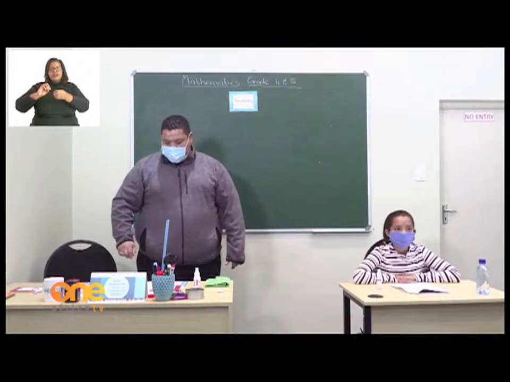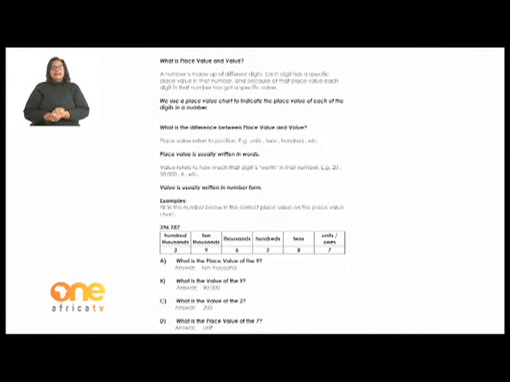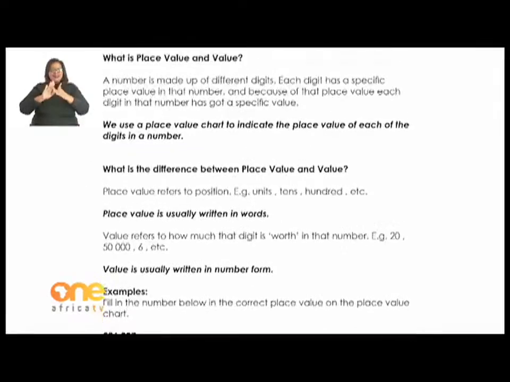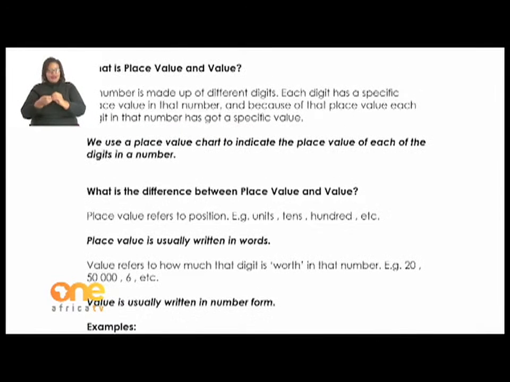Now we continue. We go over to page 9 and we start with place value. Now, what is place value? Place value, remember, also deals with numbers. Now, a number is made out of different digits. And in that number, each of those digits has a specific place and a specific value. Now you will hear the word place value and you will also hear the word value. And it's important that we know the difference between place value and just value.